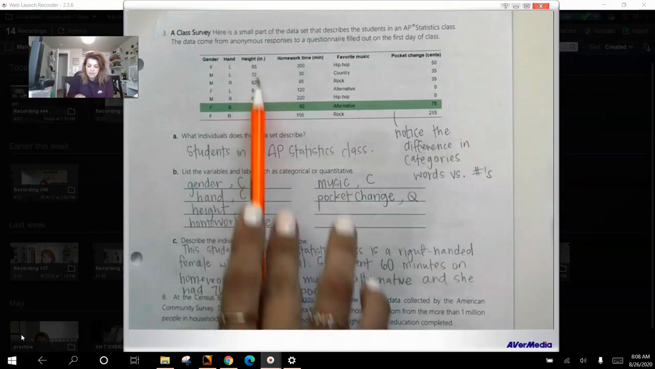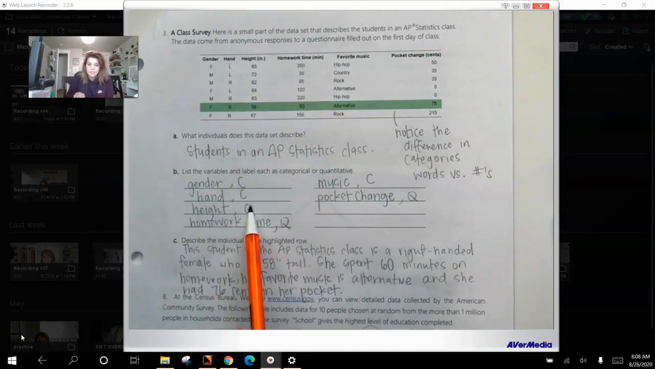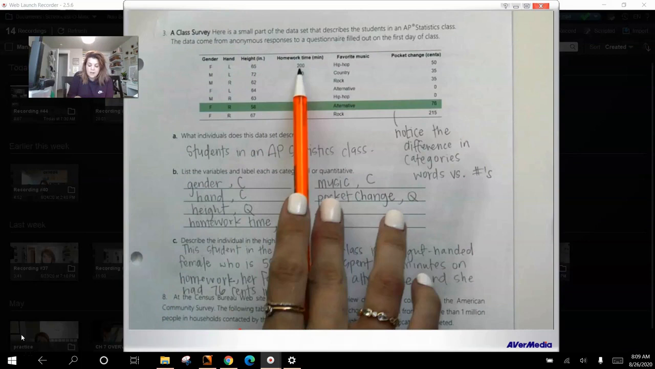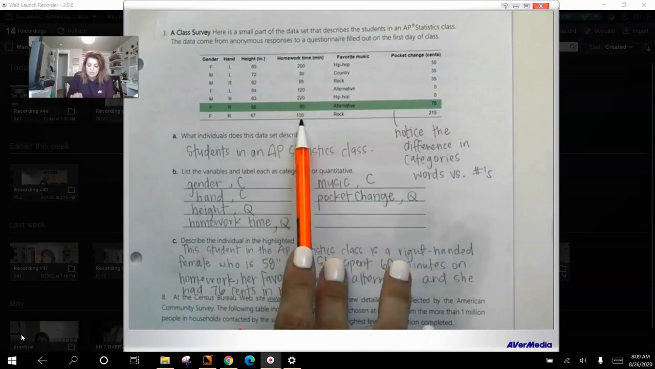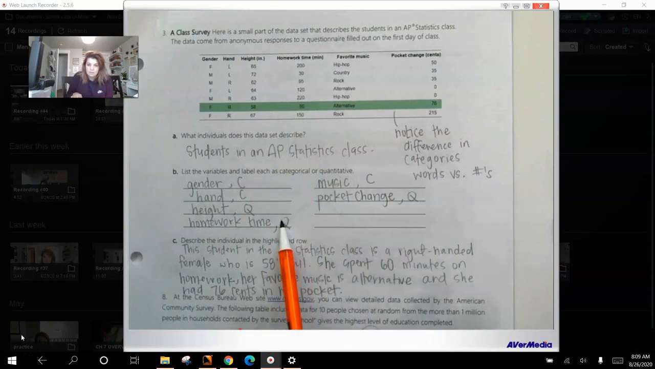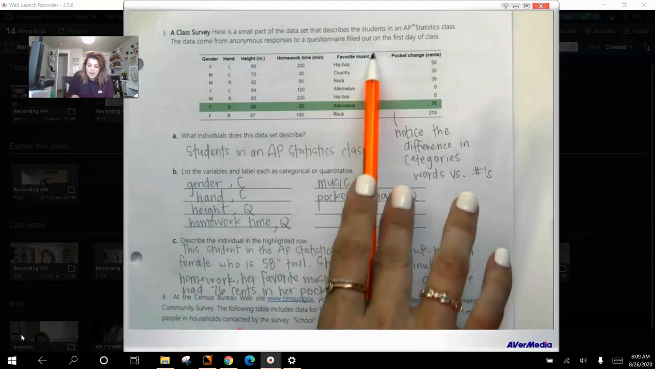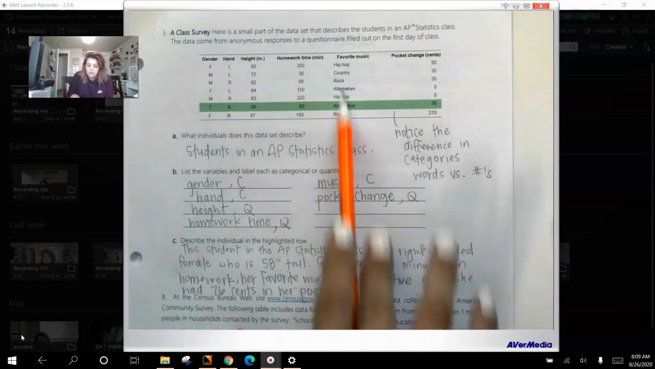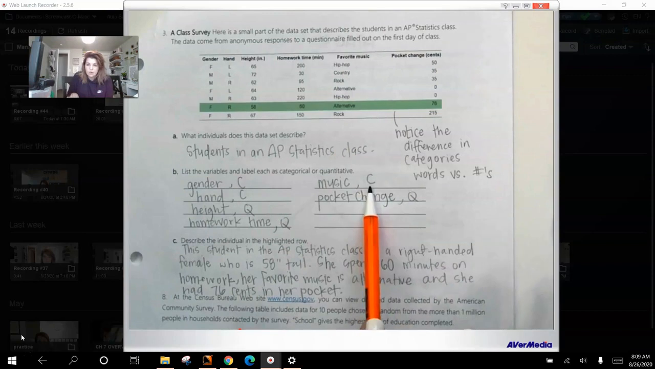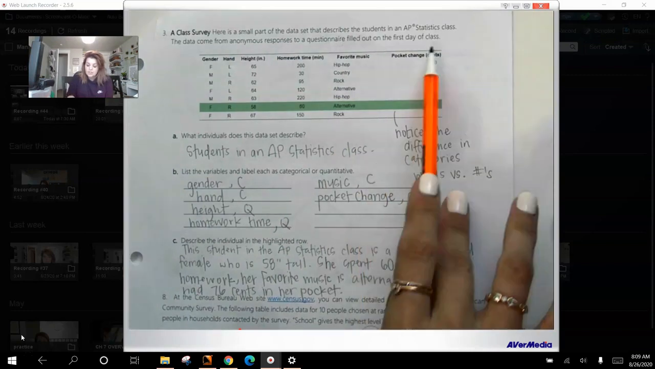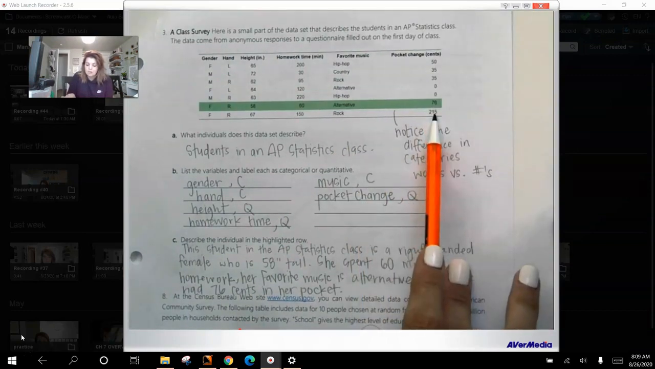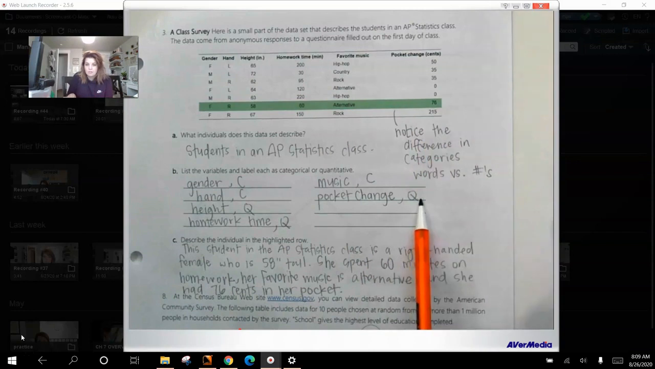Height, notice they have numbers listed here, quantitative. Homework time, once again, numbers, that means it's quantitative. Category of favorite music, those are words, so that's categorical. Pocket change is listed using numbers, so that is quantitative.